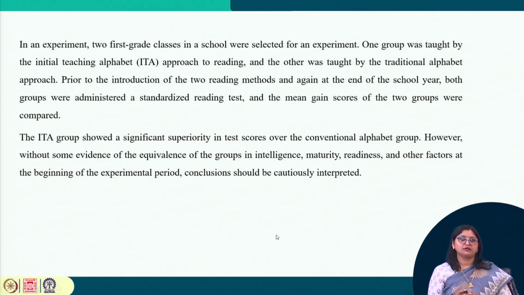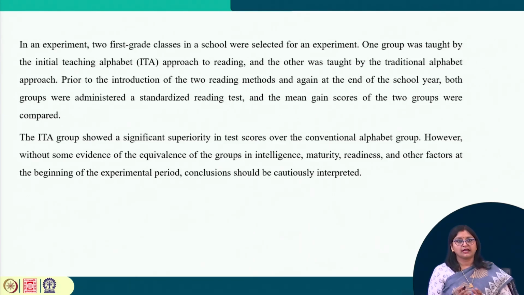So, in an experiment, two first grade classes in a school were selected. One group was taught by the initial teaching alphabet approach to reading, and the other was taught by the traditional alphabet approach. Prior to the introduction of the two reading methods and again at the end of the school year, both groups were administered a standardized reading test, and the mean gain scores of the two groups were compared.